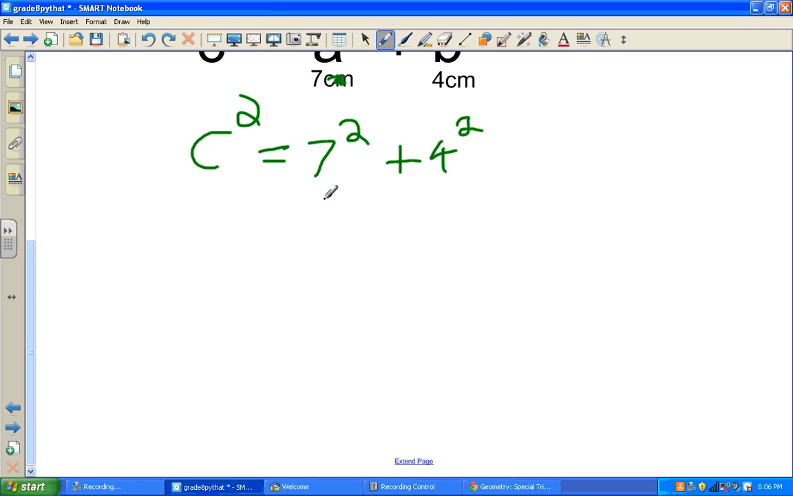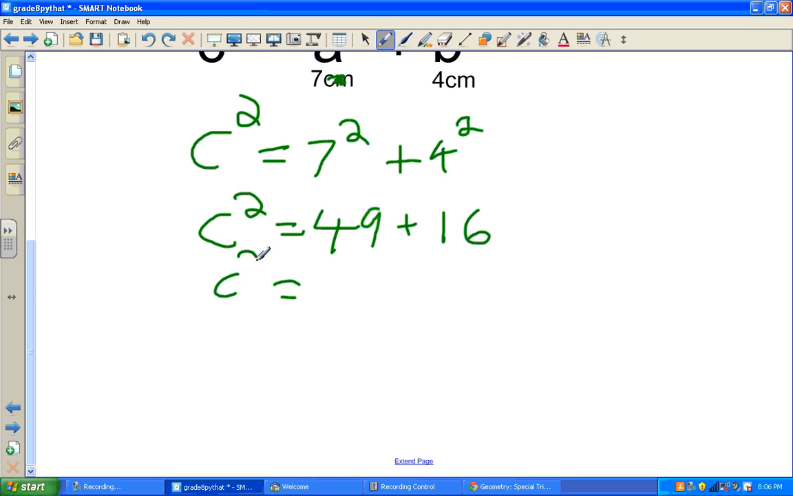Now if I go down a little bit and keep solving, I've got C squared equals 7 times 7, because remember, anything squared just means multiply the same number twice. So 7 times 7 is 49, and then 4 squared, so 4 times 4, is 16. Now when I add them together, 49 plus 16 will give me 60, excuse me. If I add these together, it will give me 65.